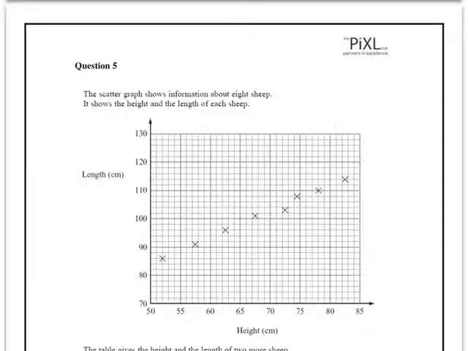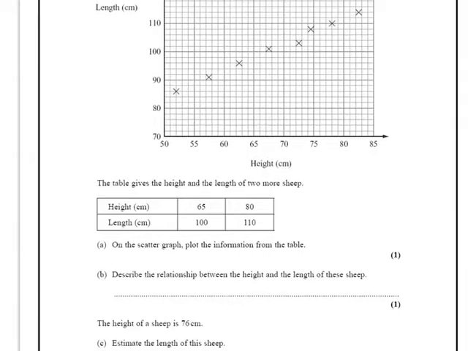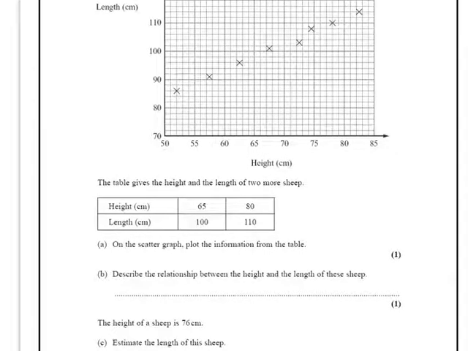Right, now moving on to a scatter diagram question. The scatter diagram question is talking about the height and length of sheep, and the first thing we've been asked to do is plot 2 points on the scatter diagram. The first sheep is 65 centimeters high and 100 centimeters long.